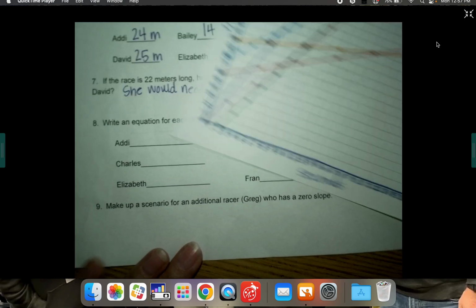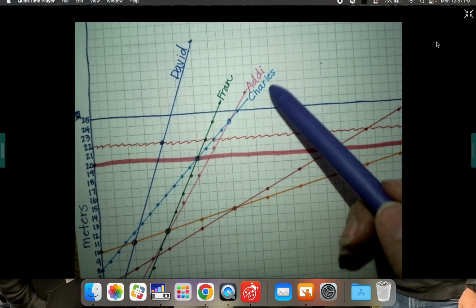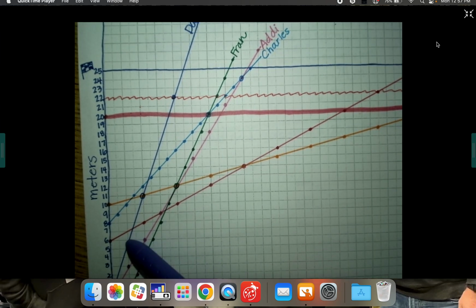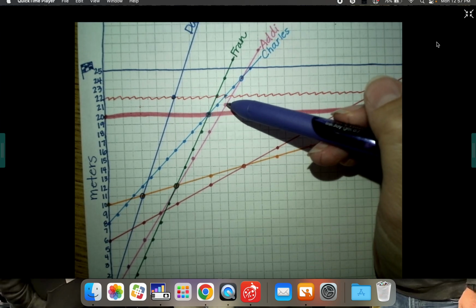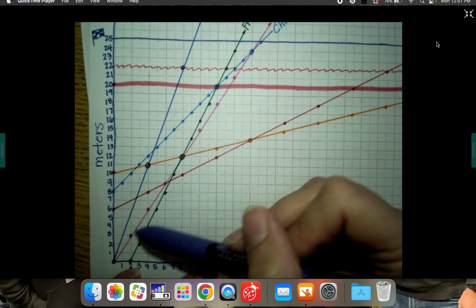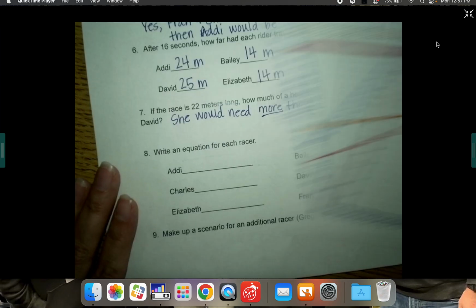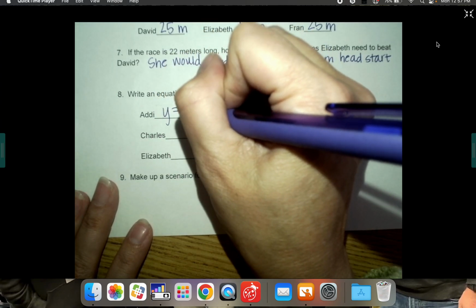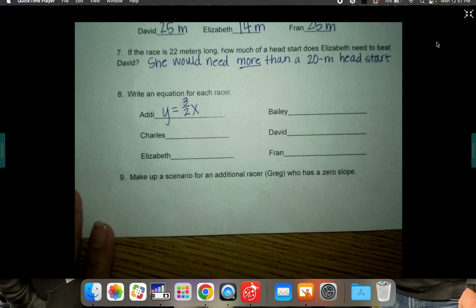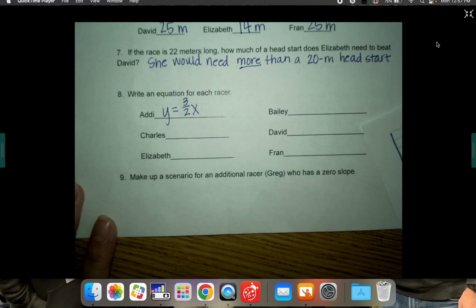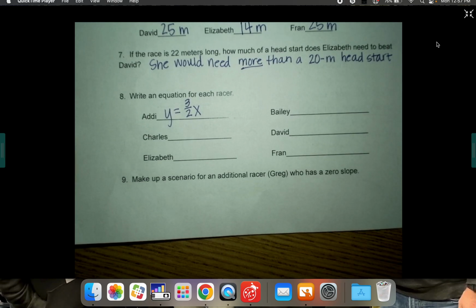So here's Addie. Let's start with Addie, the pink one for me. What was Addie's rate? What was she going up and over? Looks like Addie was up 3/2. Yeah, up 3/2. So her equation should be y equals 3/2x plus, where did she start? Where was her y-intercept? 0. So let's just leave it off. You can put plus 0 if you want, or you can just leave it.